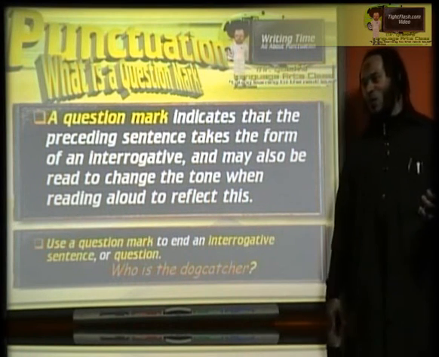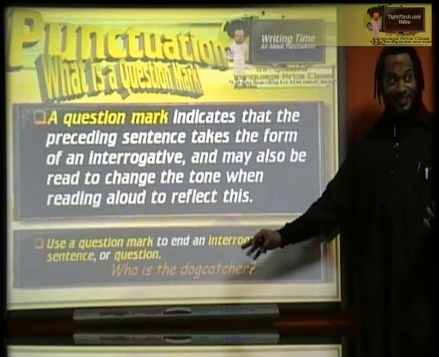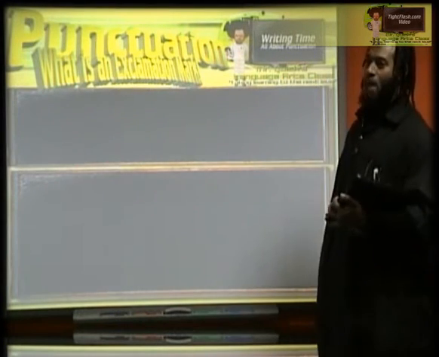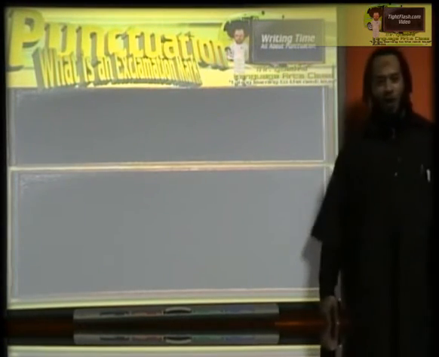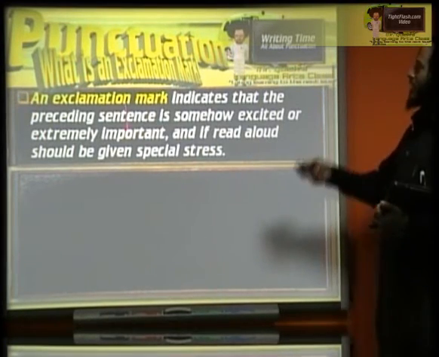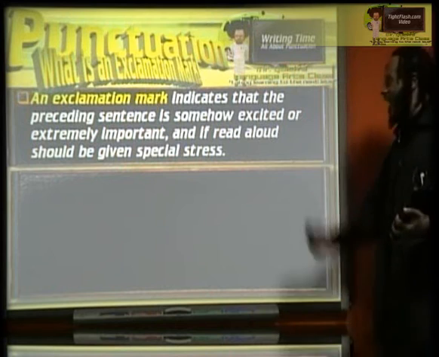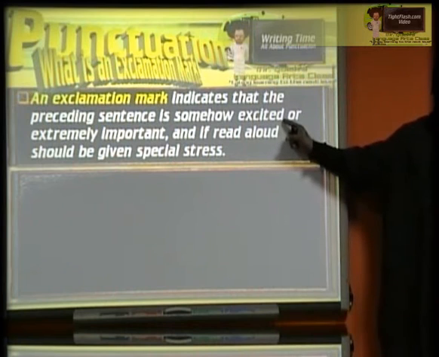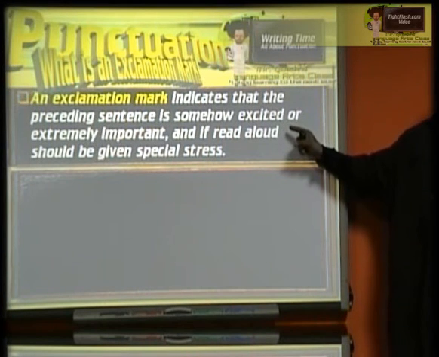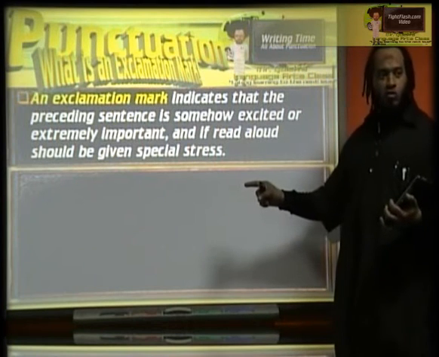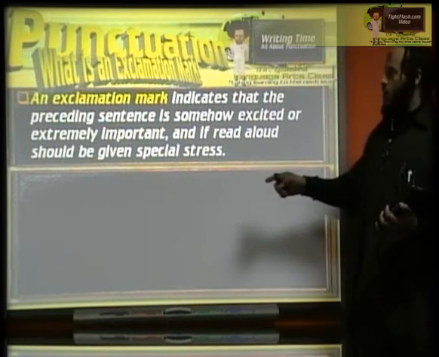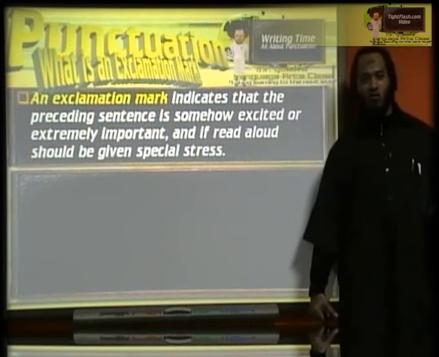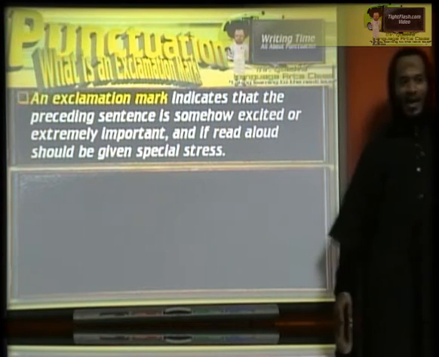With interrogative sentences. Yes? Okay. What is an exclamation mark? Exclamation mark. Yes, very interesting. Well, an exclamation mark indicates that the preceding sentence is somehow excited. You need to be taking notes. Excited or extremely important. And if read aloud, should be given special stress.